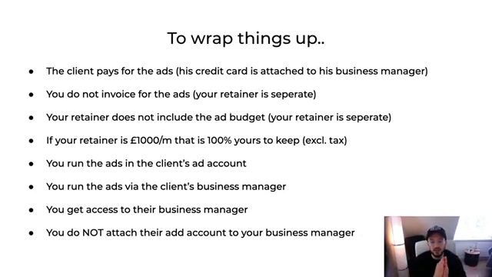So let's say you invoice them $1,000 a month, then that is yours to keep. Their ad budget is not included within that, which is what I mentioned in the last one as well. So your retainer is separate from the ad budget. You do not mention the ad budget. They give you the budget to work with after they've paid your retainer. So if your retainer is $1,000 a month, that is 100% yours to keep, excluding tax. Obviously, we've all got to pay tax, there is no way around that, okay? But the retainer is yours.